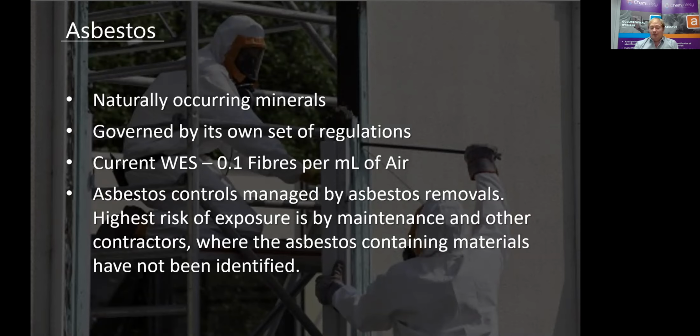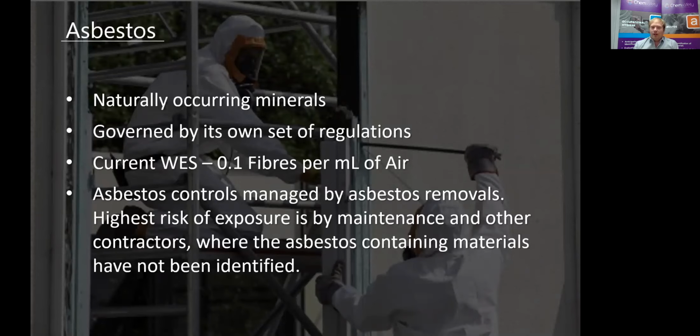Now, I don't know about you, but I find that it's a bit of a weird thing to get your head around. So if we think of it this way, a normal deepish adult breath is about a litre. So that means 100 fibres per adult deep breath. That's a lot of fibres you can have every day while you're working and still be at the workplace exposure standard.